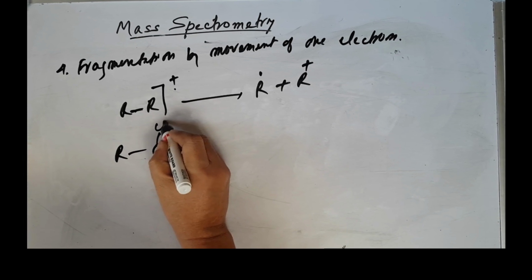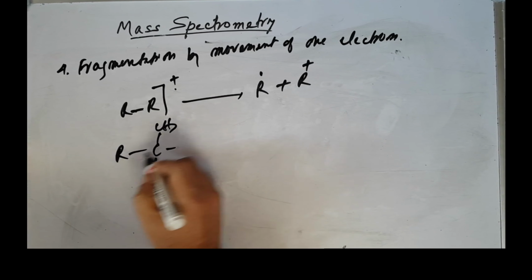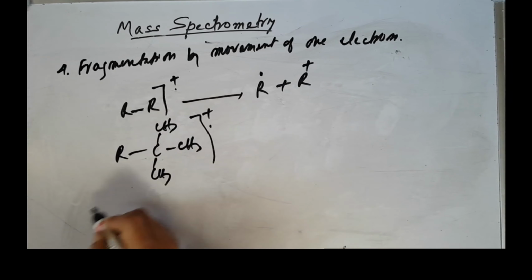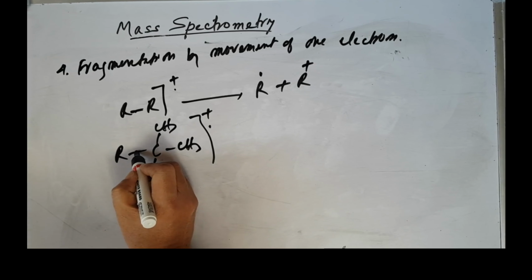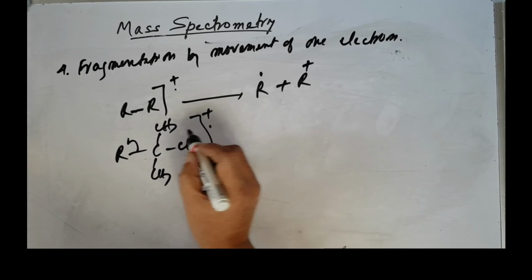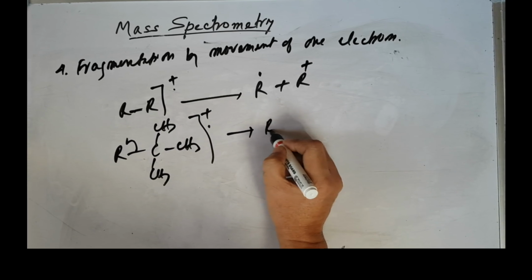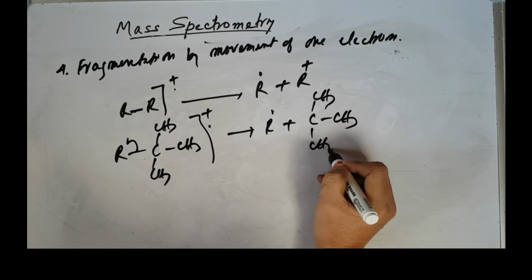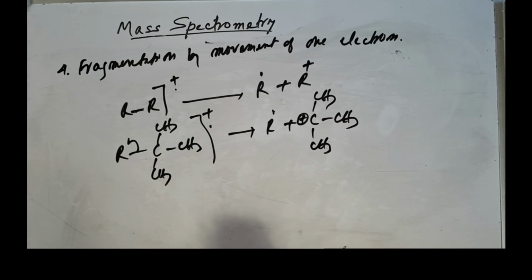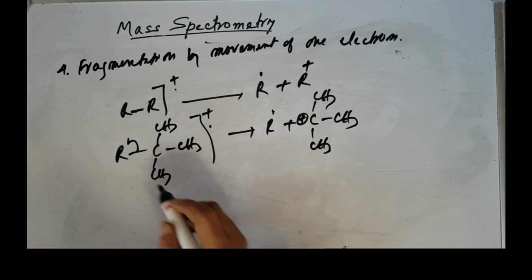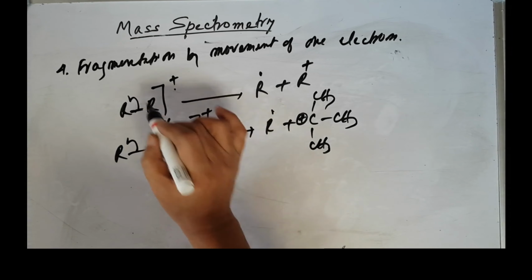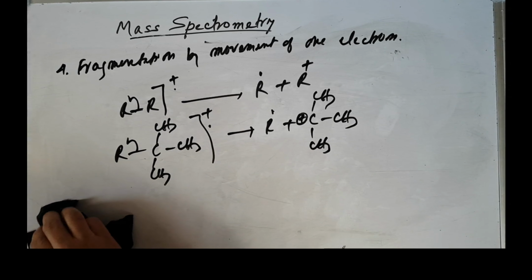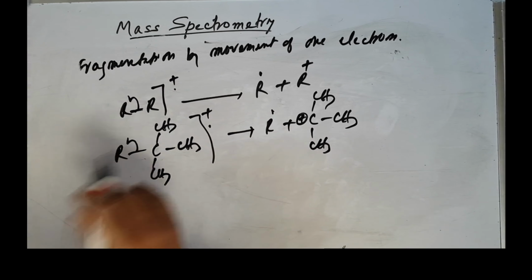Then similarly you can have another example, say CH3, CH3, with a long chain and CH3. After this molecular ion is bombarded, fragmentation will go like this, so you get R and then this long chain. This is the ion with the positive charge. This is the branching point, and it may be a long chain. One electron moves like this, so this is movement of one electron. You can find this one also.